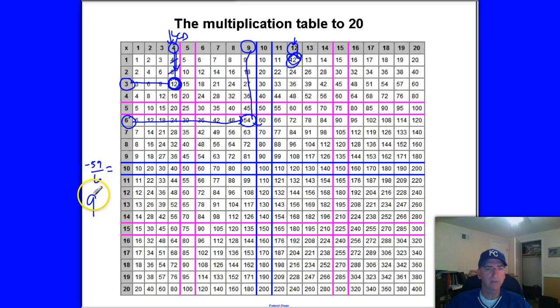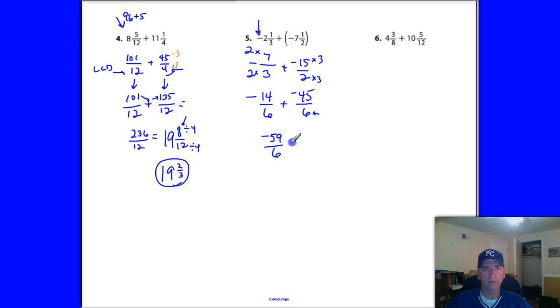Negative 59/6 goes in 9 times. And then I want to get to 59, so I need 5 more. See how I'm 5 short of 59? 54, so that leaves 5 out of 6, and it's negative. So it's negative 9 and 5/6, which is the answer to number 5. Negative 9 and 5/6.